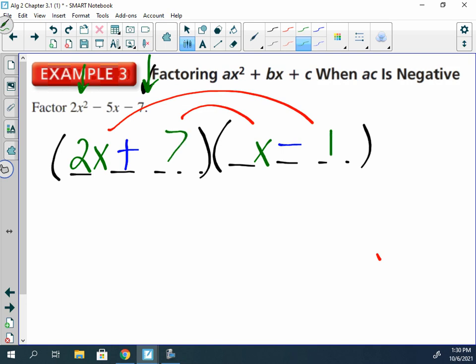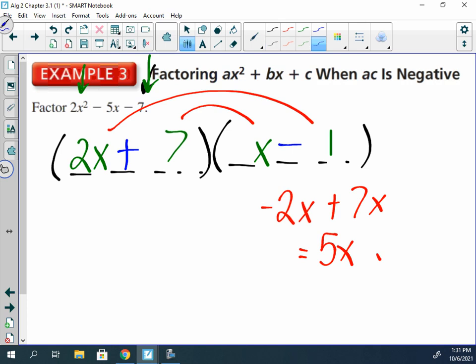So 7 and 1. Now 2x times negative 1 would be negative 2x. 7 times x would be plus 7x. And negative 2x plus 7x is? Well, the 7's bigger, so it would be 5x. And that's what we want, yes? It's close, isn't it?